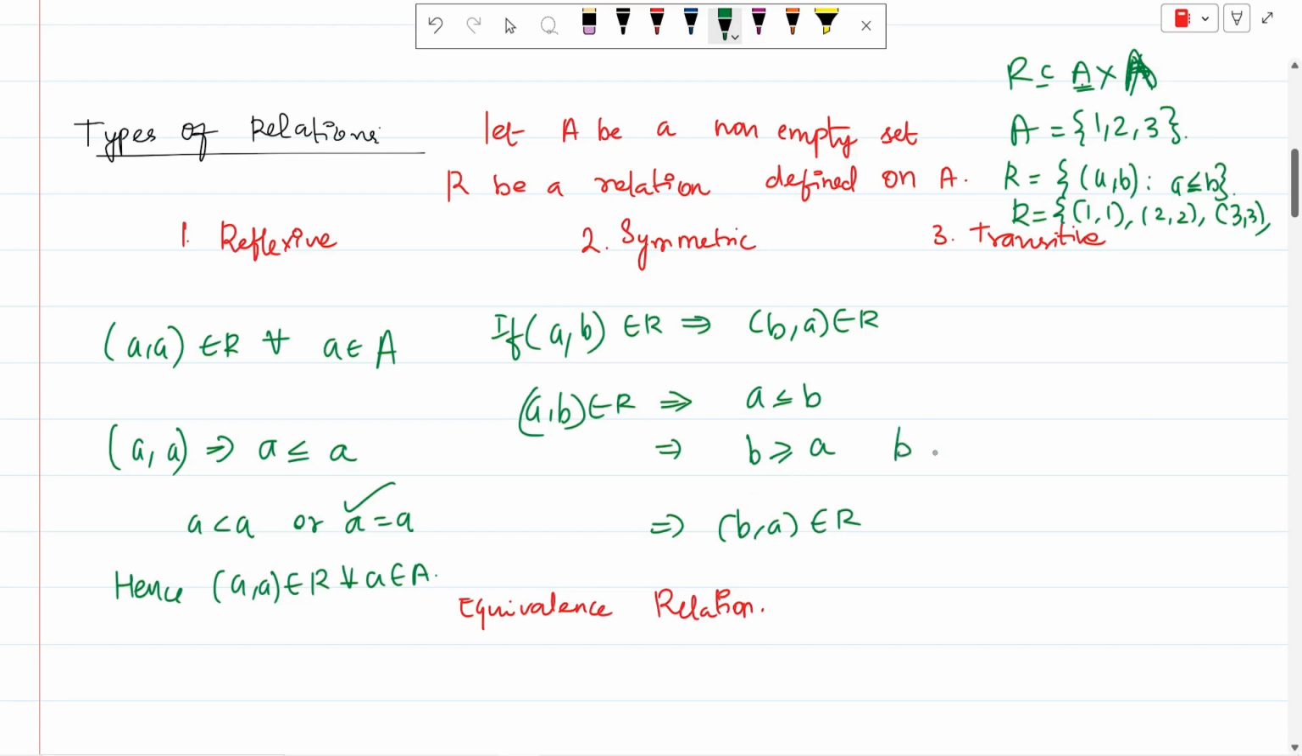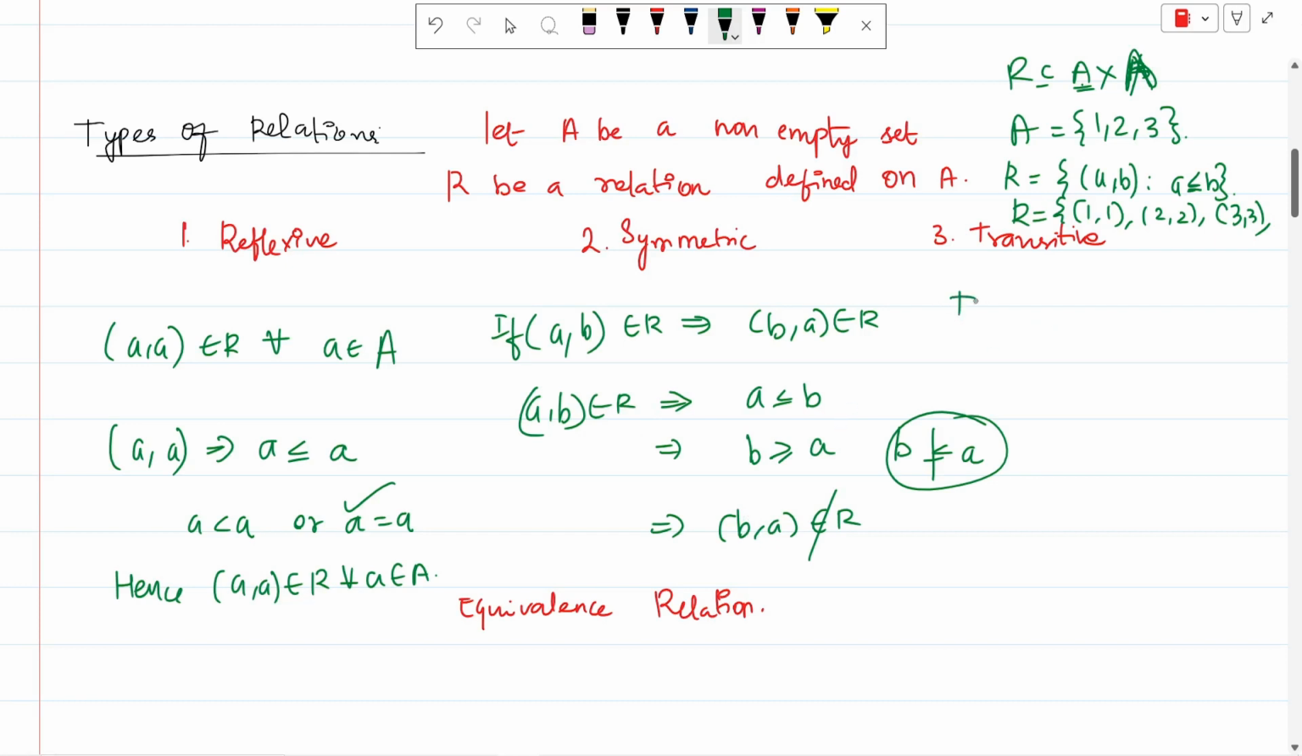ஸோ B cannot be less than or equal to A. இது வந்து பாசிபிளே கிடையாது. அப்போ நம்ம என்ன சொல்லலாம்? that implies B, A does not belongs to R, therefore not symmetric. இப்போ கொடுத்திருக்கிற ரிலேஷன் இஸ் நாட் சிமெட்ரிக். ஸோ சிமெட்ரிக்னா A, B belongs to R னா reverse B, A should also belong to R. Now it is not belonging, hence it is not symmetric.